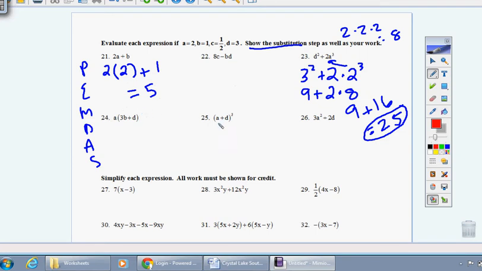Let's go to 25. I have 2 plus a plus d to the third, so that's going to be 2 plus 3 to the third power. Okay, so 2 plus 3, we do what's in parentheses first. That's going to be 5 to the third, which, remember, 5 to the third is just 5 times 5 times 5. So that's going to give me 125.